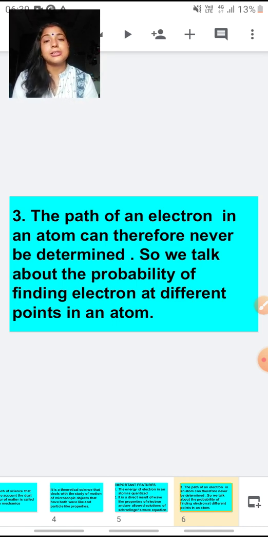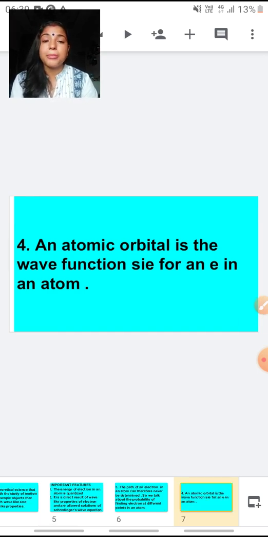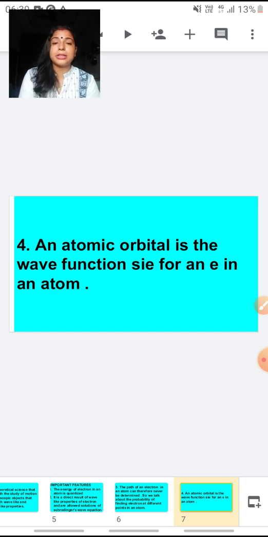So children, as I told you, it is not possible to find out the position of an electron. We can only talk about the probability of the electron in an atom. Number 4: an atomic orbital is the wave function psi for an electron in an atom. What is meant by an atomic orbital? It is the wave function psi. Psi is given by Schrödinger and he tells about the probability of the electron.